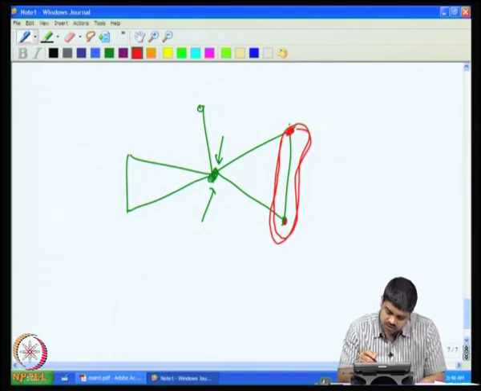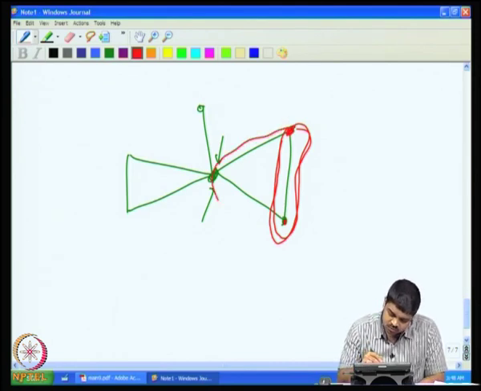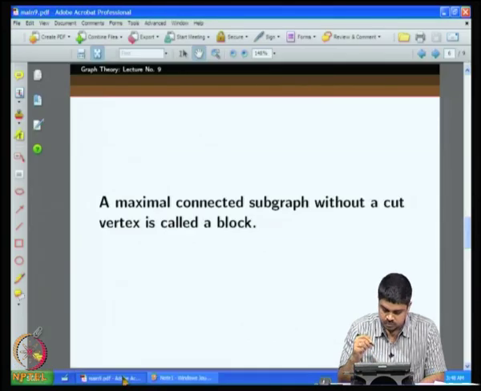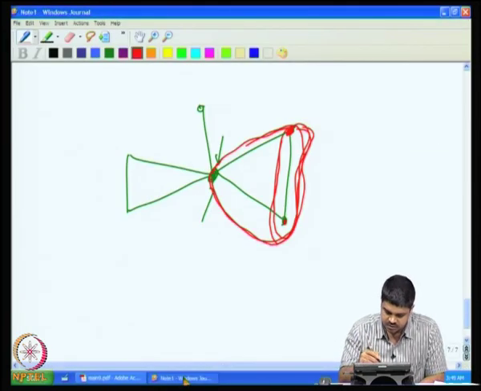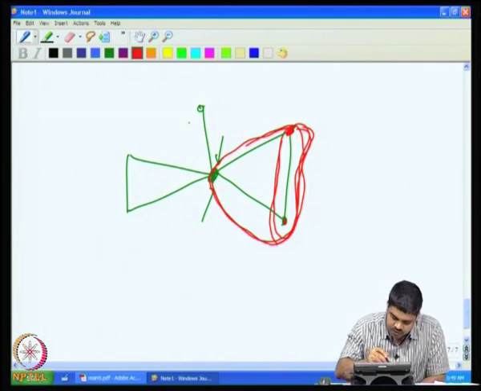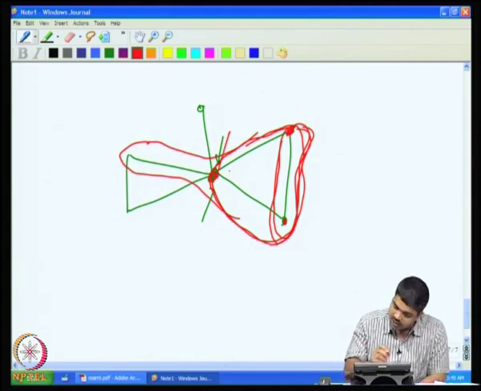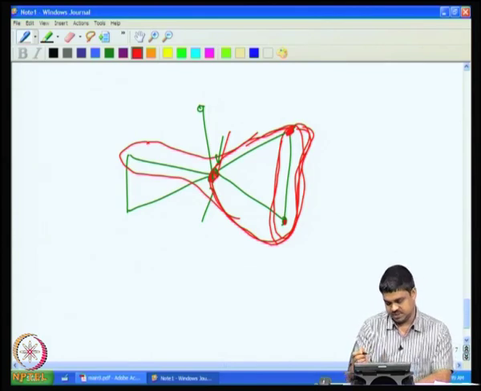Now, I can add something more. So, I can take this, this is a maximal connected subgraph without a cut vertex, right, because there is no cut vertex in this triangle. But now, if I take a little more, for instance, if I take this much, then naturally this will be a cut vertex. So, we cannot add any more vertices there, because this cut vertex comes.